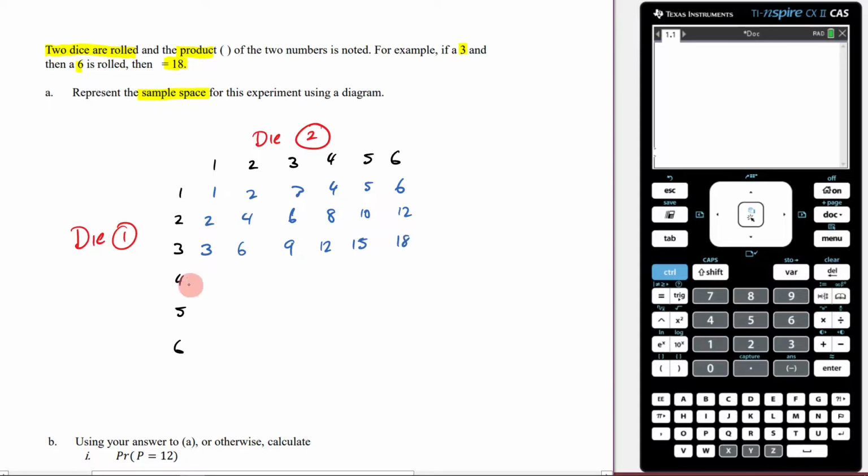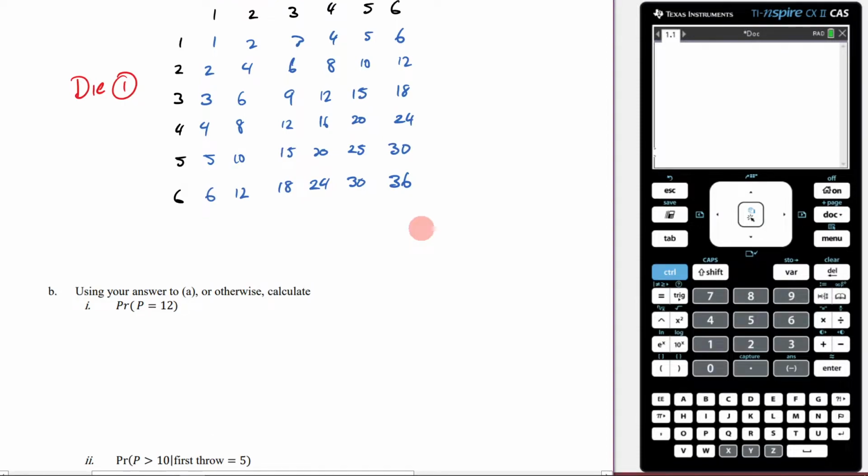And then we just continue on. 4 times 1 is 4. 4 times 2 is 8. 4, 8, 12, 16, 20, 24. 5 times 1 is 5. 5 times 2 is 10. 5, 10, 15, 20, 25, 30. Then 6 times 1 is 6. 6 times 2 is 12. So as you can see, 6, 12, 18, 24, 30, 36. We've done the first part.